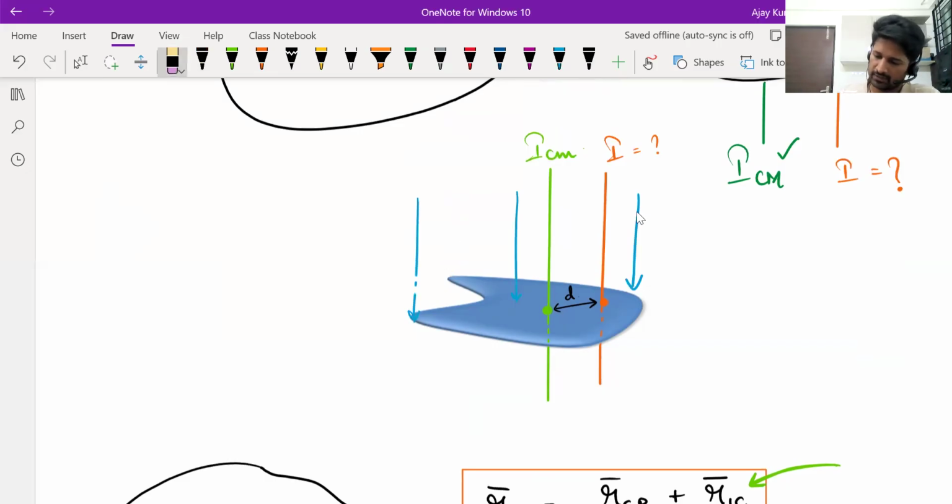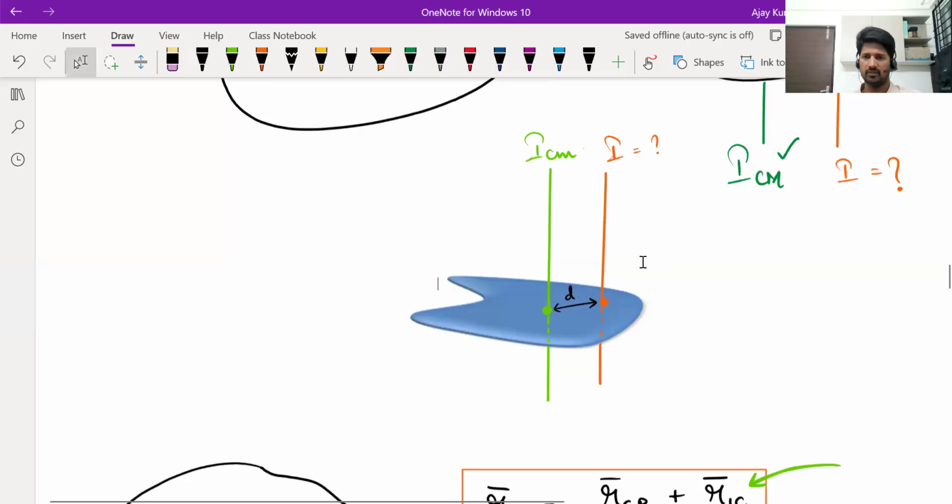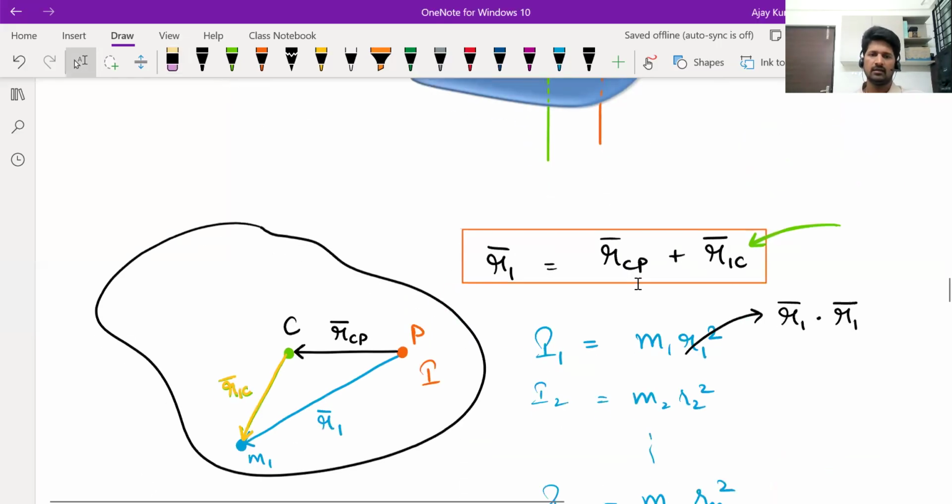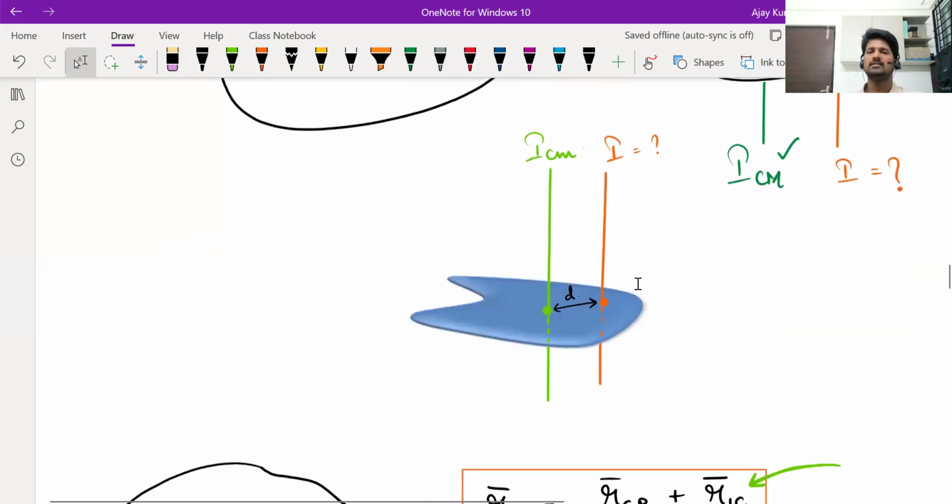So if there is one axis passing through the center of mass and there is another axis parallel to this one, then you can use the parallel axis theorem to relate the moments of inertia about these two axes. So if ICM is known to you, you can find out the moment of inertia about any other parallel axis. Kind of makes our job easy to derive moments of inertia in other cases. And what is the formula? I is equal to ICM plus MD square, where D is the distance between the two axes.